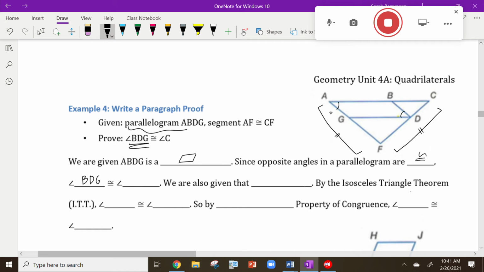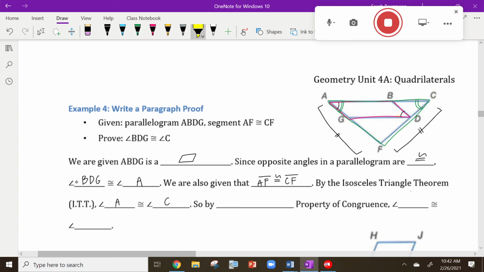I know angle BDG is congruent to angle A because they're opposite angles in this parallelogram. Okay, we are also given that. What else have we not used from the given? We haven't yet said anything about segment AF is congruent to segment CF. By the isosceles triangle theorem, ITT, let's look at that. Those two sides are a part of this triangle, AFC. Remember, isosceles triangle theorem says the angles across from the congruent sides must be congruent. So that gives me angle A is congruent to angle C.